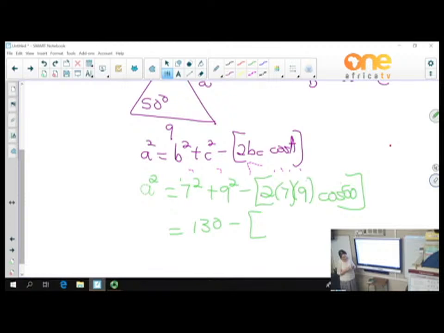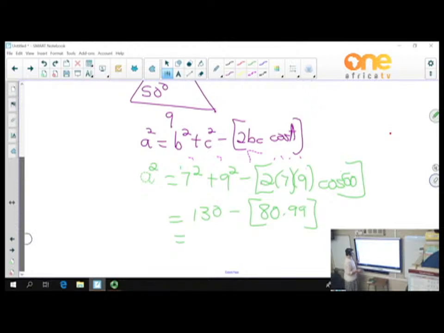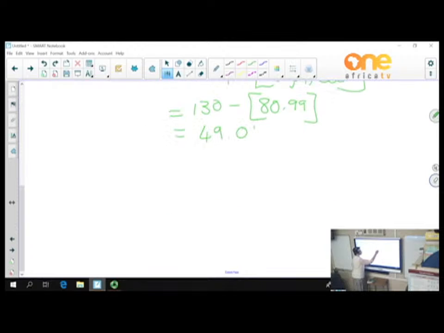2 times 7 times 9 times cosine 50, 80.99. Okay, so in the next step, we're going to subtract this 2. So what is 130? Don't round off too soon. You're going to round off in the final one. So here we must actually keep 549.